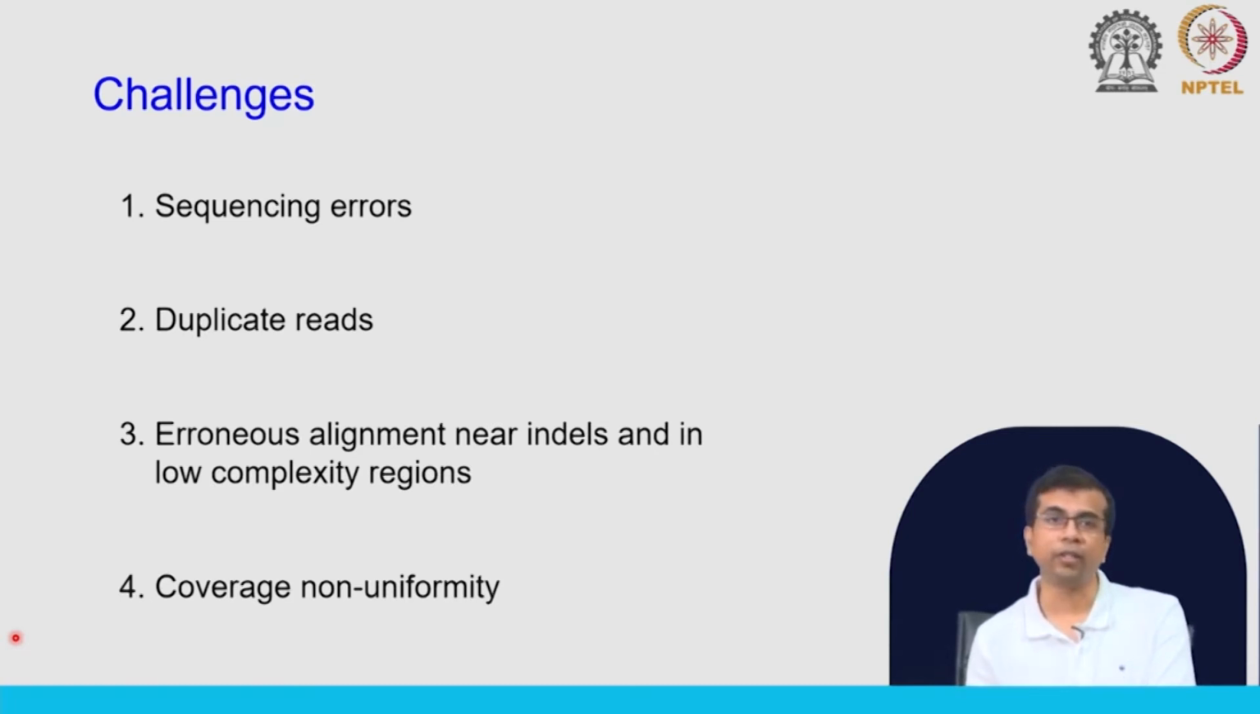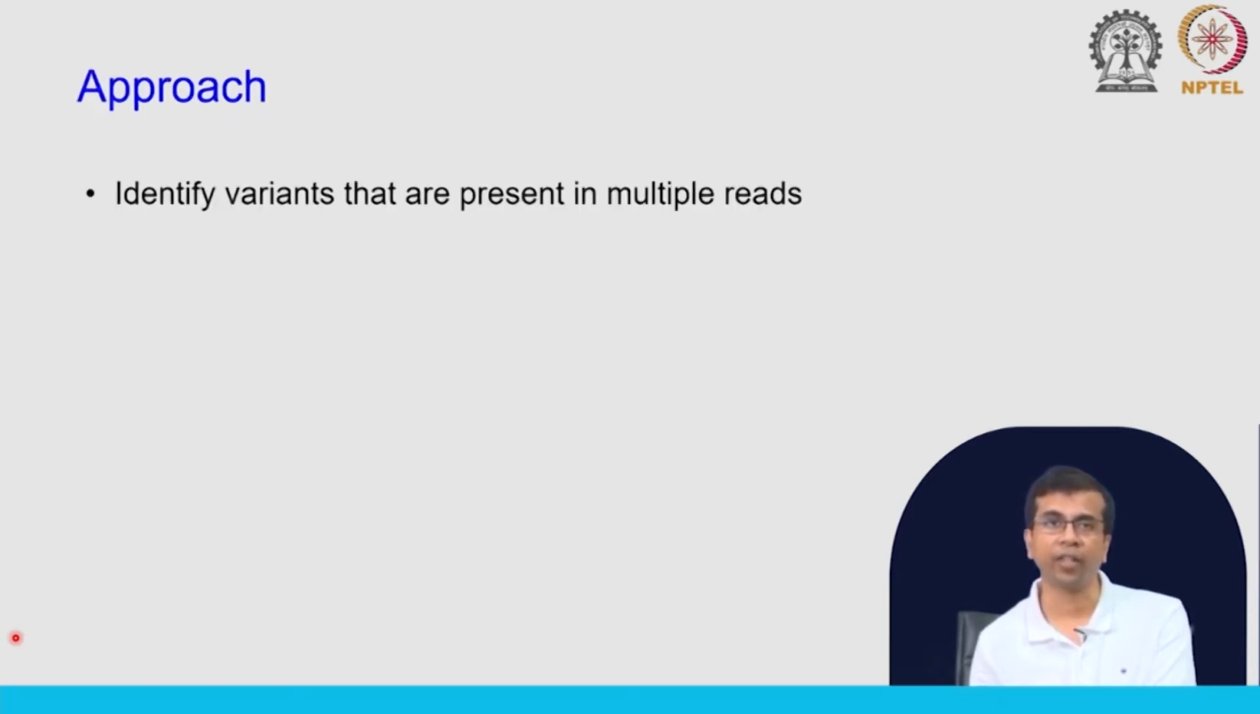What it means is, if you have non-uniformity in coverage, you might not be able to call variants in certain regions of the genome because you do not have enough coverage, or if you see differences in coverage between the reference genome and the target genome, you might not be able to call variants properly. This is something you would have to keep in mind when we are analyzing the data.